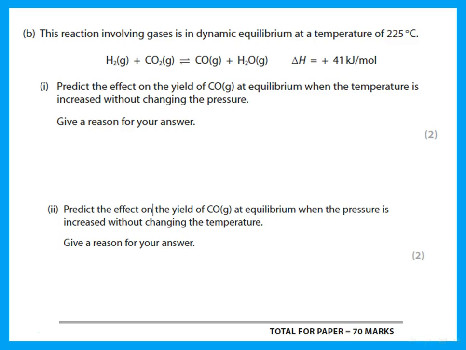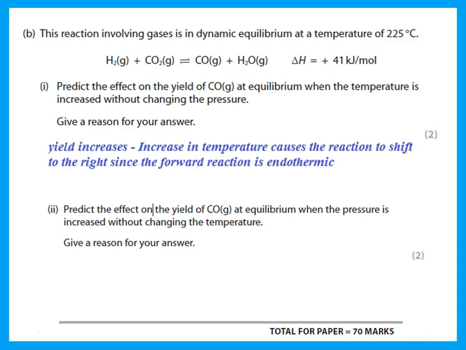And what is the effect on the yield of CO? That would give me more CO. So the yield increases. This is because increase in temperature causes the reaction to shift to the right, since the forward reaction is endothermic. Are we following? Always remember, with respect to temperature, I look where is endo and where is exo. Increasing temperature goes endo.